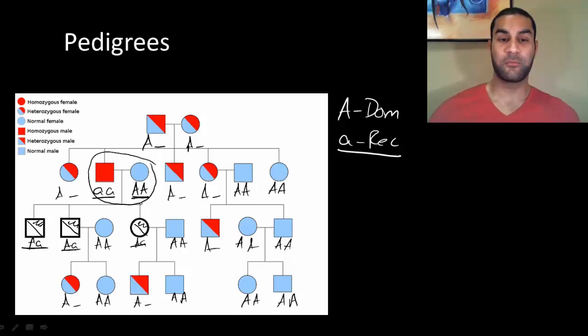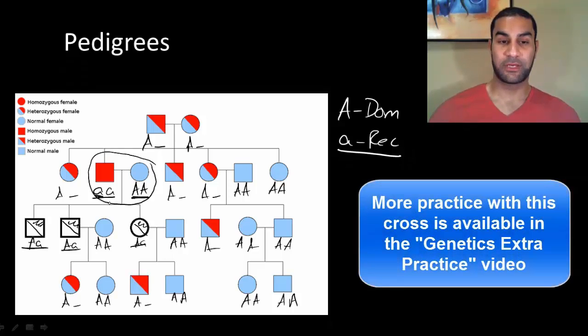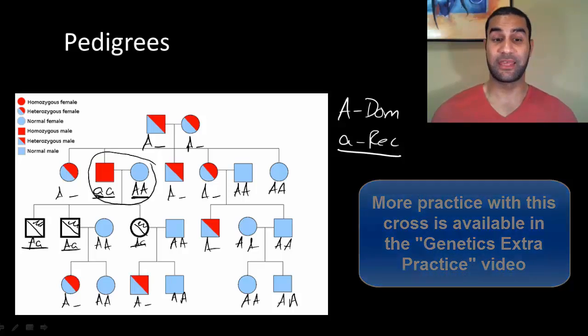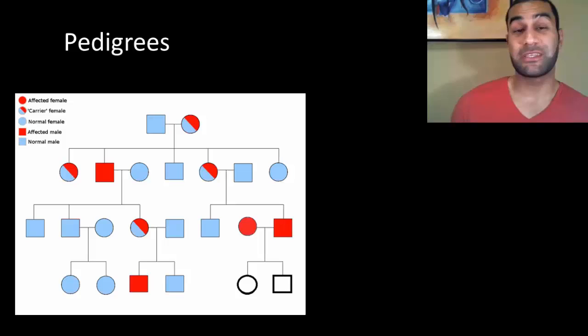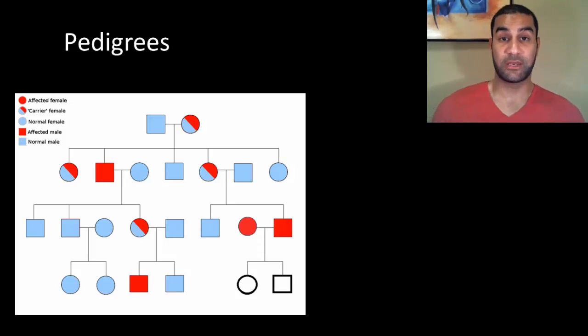The A from mom will always be dominant because that's all she has to give. So all 3 of them are going to get a dominant A from mom, and all 3 of them are going to get a recessive A from dad, which means 100% of them will be heterozygous for that trait. The last practice with pedigrees we're going to do here is with one that is representing a sex-linked recessive trait.